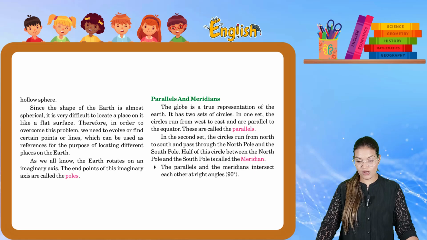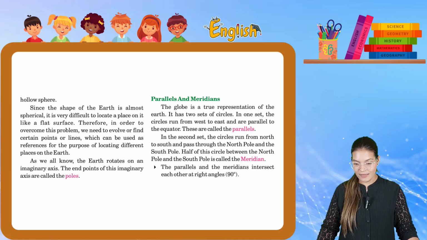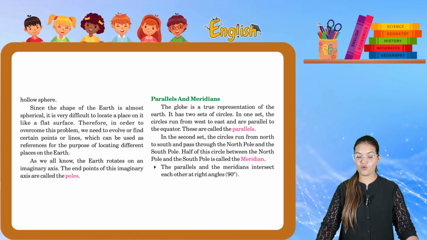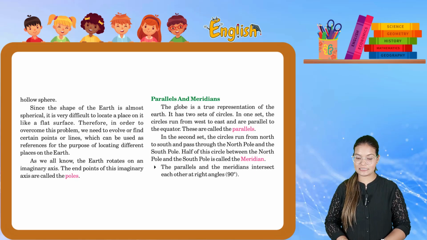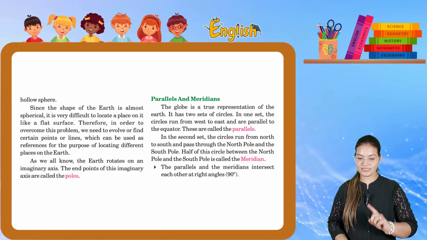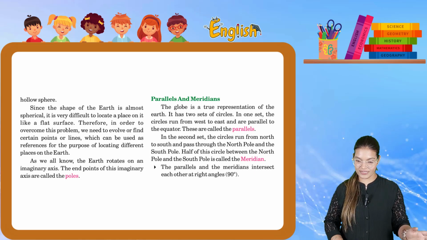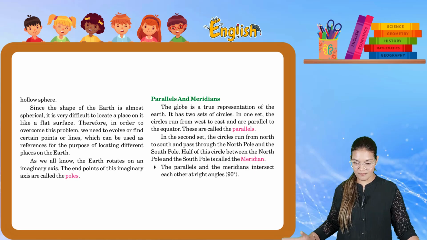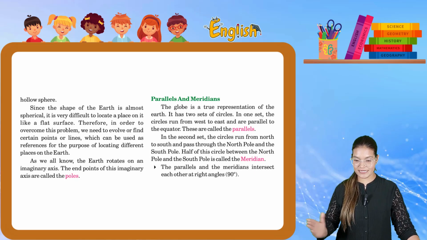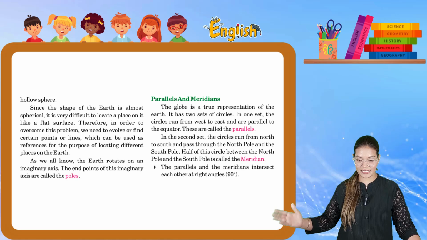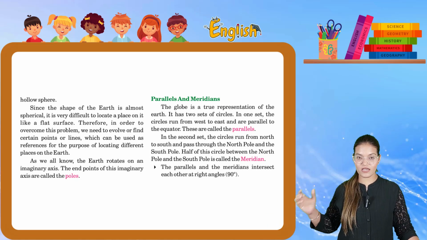Now we will talk about the parallels and meridians. The globe is a true representation of the earth. It has two sets of circles. In one set, the circles run from west to east parallel to the equator and these are called the parallels.